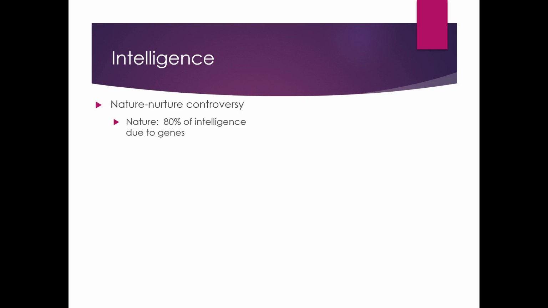All right, so now the last thing that I really wanted to talk about with regard to intelligence has to do with the nature-nurture controversy. So on the nature side of the argument, they say about 80% of intelligence is probably due to genes. So how do we know that?